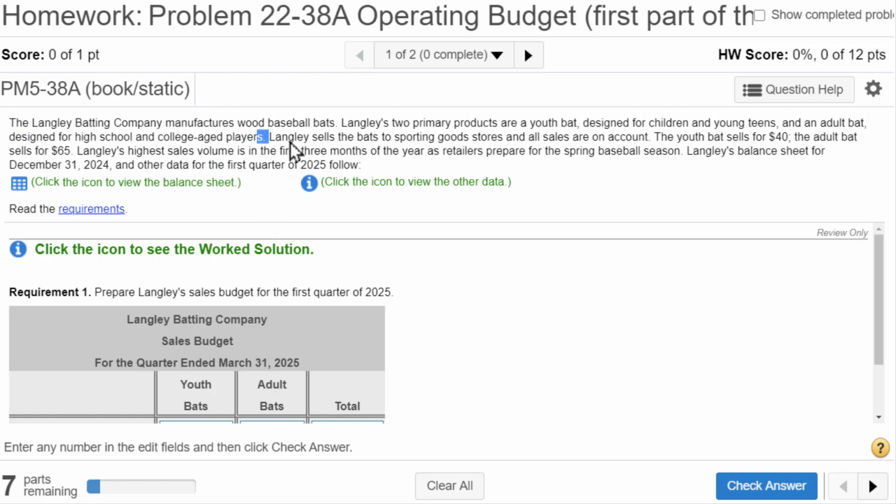Langley sells the bats to sporting goods stores, and all sales are on account. The youth baseball bat sells for $40. The adult bat sells for $65. Langley's highest sales volume is in the first 3 months of the year, so the first quarter, as retailers prepare for the spring baseball season. Langley's balance sheet for December 31st and other data for the first quarter are right here.